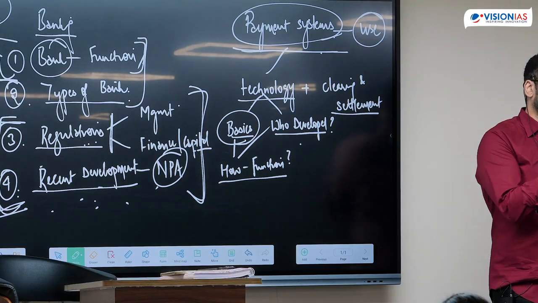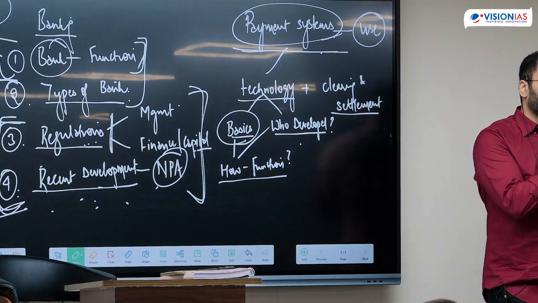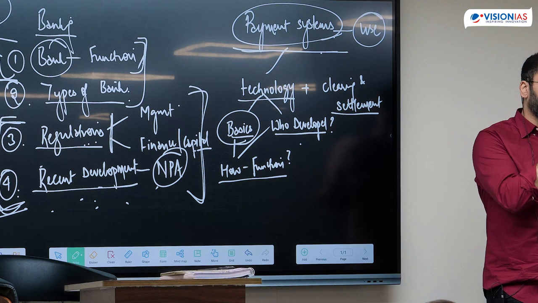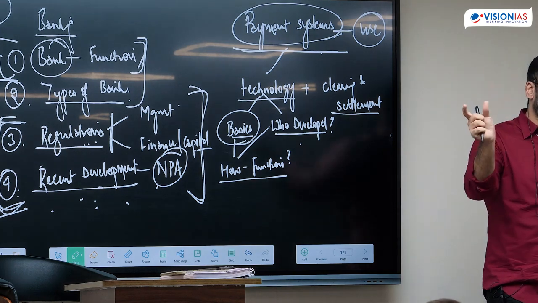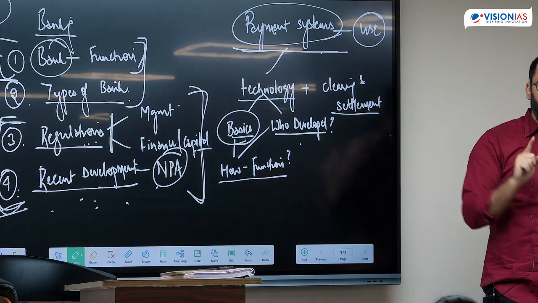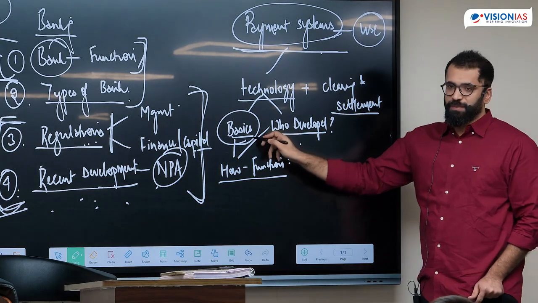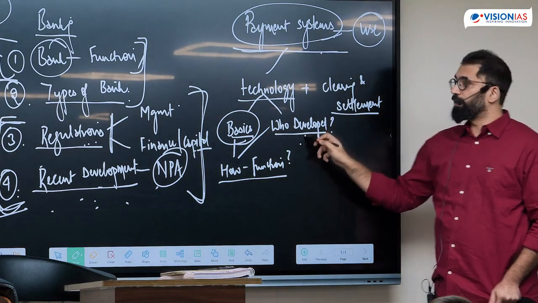How do ATMs operate? What technology is behind ATMs? Who links all the ATMs? Chip and pin, what is the difference if a card has a chip or a magnetic strip? What are the regulations behind that? So all of those questions, the basics, and also who developed that particular technology.